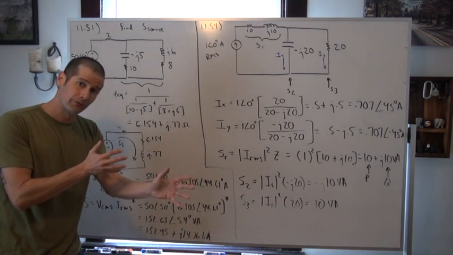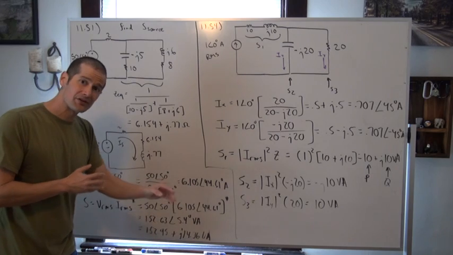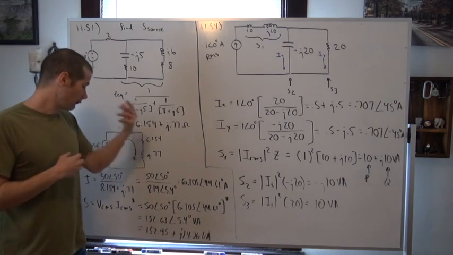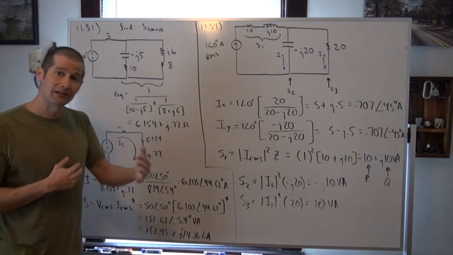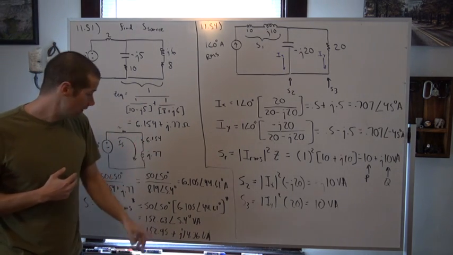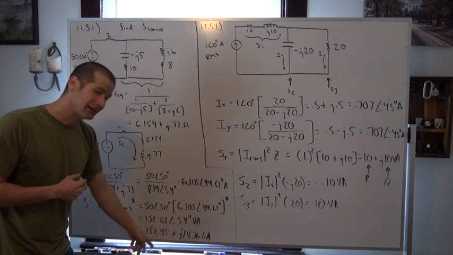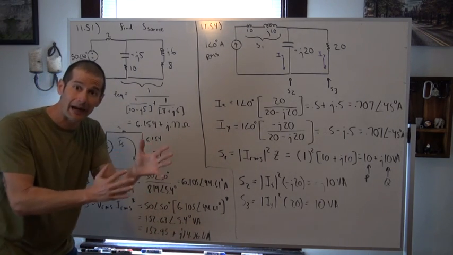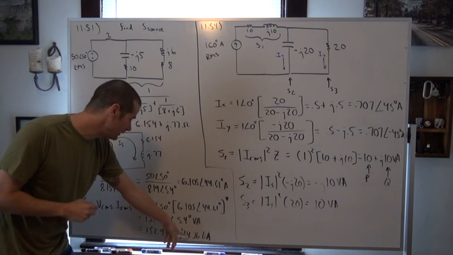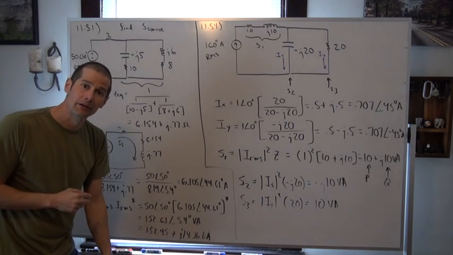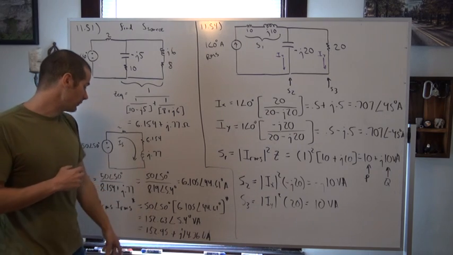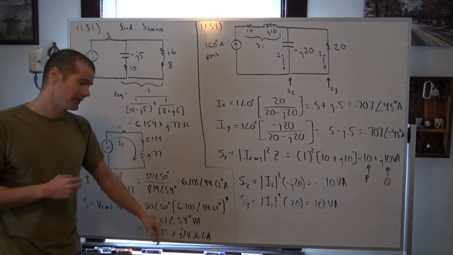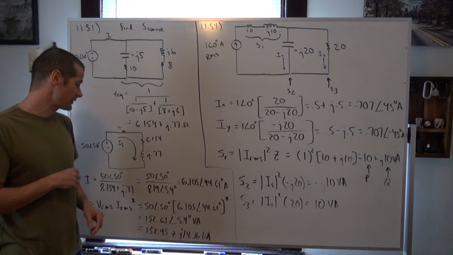But that's in its polar form. When we convert this into its rectangular form, we get the real power, P, of 152.95 watts, and then the imaginary power, or what we call the reactive power, is 14.36 var. So the real power is 152.95 watts, and the reactive power is 14.36 var.